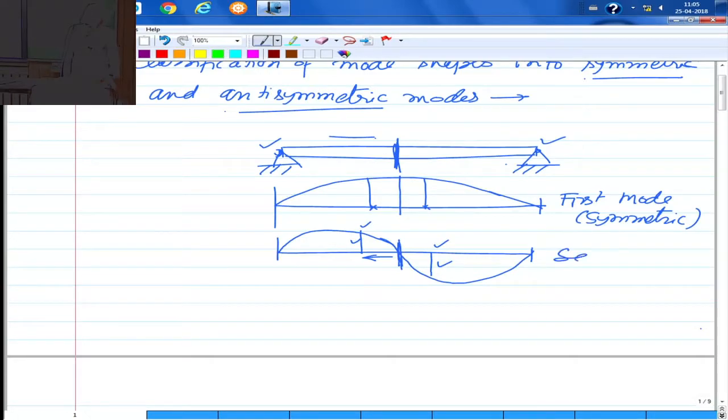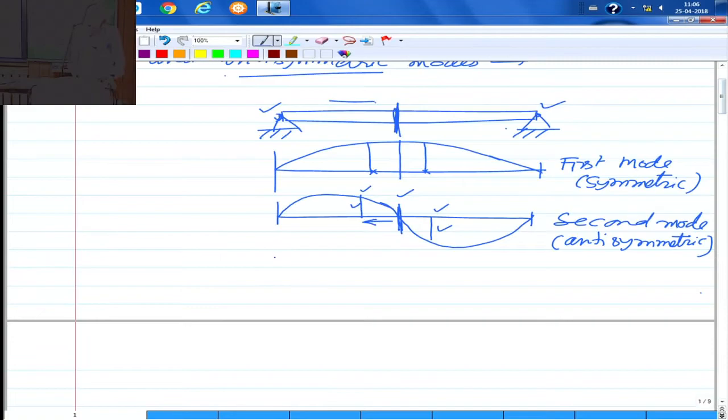So this is actually the second mode, and this is antisymmetric. Why is it antisymmetric? Because if we look at the displacement from the line of structural symmetry at an equal distance on either side, the displacements are equal and opposite. So that is why antisymmetric. So this is symmetric, they are the same, and here it is antisymmetric. The magnitude is the same, but the direction is opposite, so you call it an antisymmetric mode.